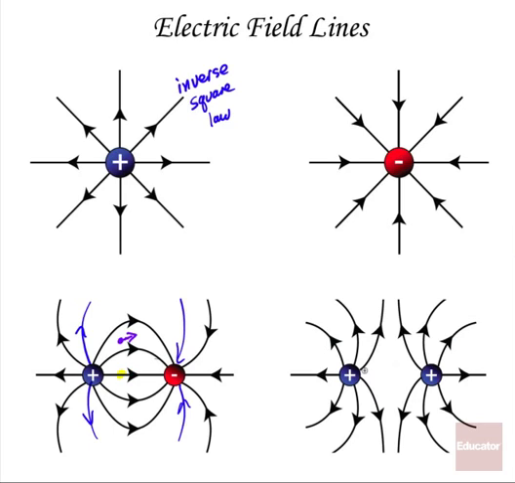Now over here on the bottom right, we have two positive charges making a dipole. Electric field lines go away from positive charges and they don't cross, so you end up with a pattern that looks kind of like this.